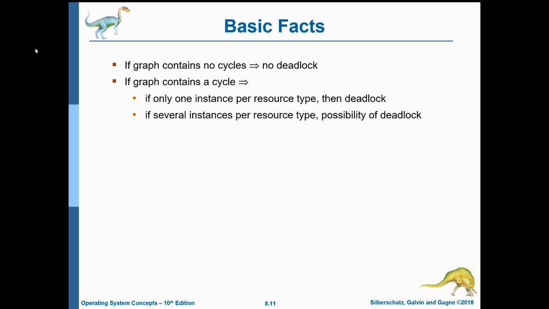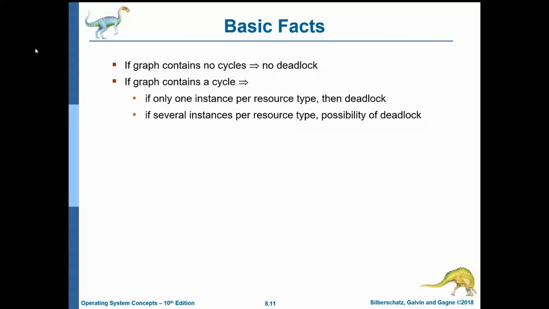so maksudnya proses tu tak hold ataupun waiting for another process, so maknanya tidak akan berlaku deadlock lah. Kalau a graph tu contain a cycle, nak tahu dia ada deadlock ataupun tidak, if only one instance per resource type, then dia berlaku deadlock. One instance per resource type berlaku deadlock.